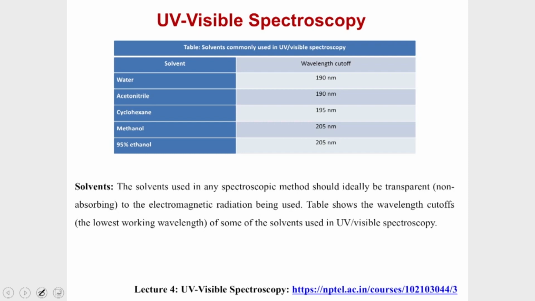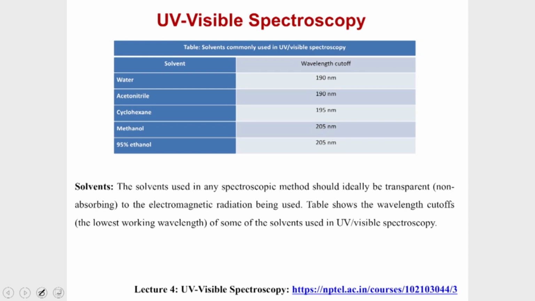So, if the solvent starts absorbing very strongly, it is going to mask the absorbance coming from your own sample, and that may give you deviation from the Beer-Lambert law, and different types of artifacts.